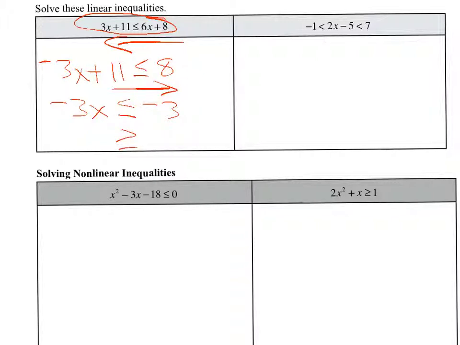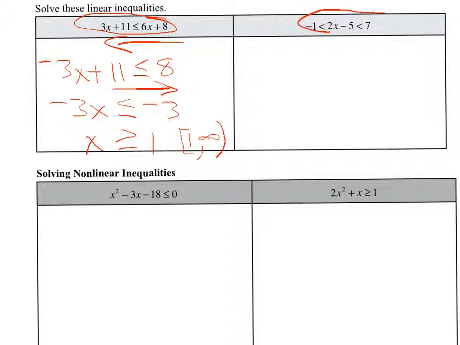And when I divide the left-hand side by negative 3, I get x. And when I divide the right-hand side by negative 3, I get 1. And so I get the solution x is greater than or equal to 1. And remember when we graphed that one, x is greater than or equal to 1, so 1 is the smallest number, and we go out to infinity. So that's the interval notation I meant to say.